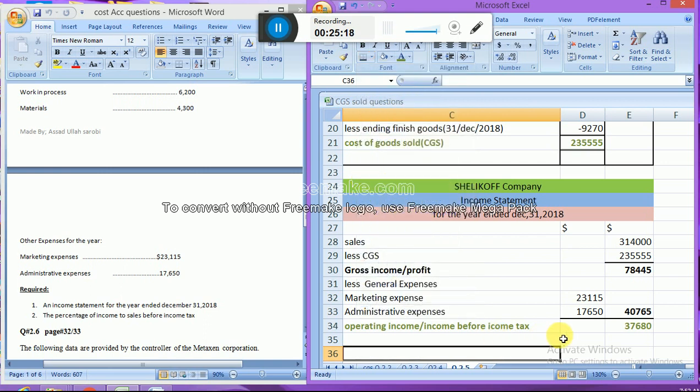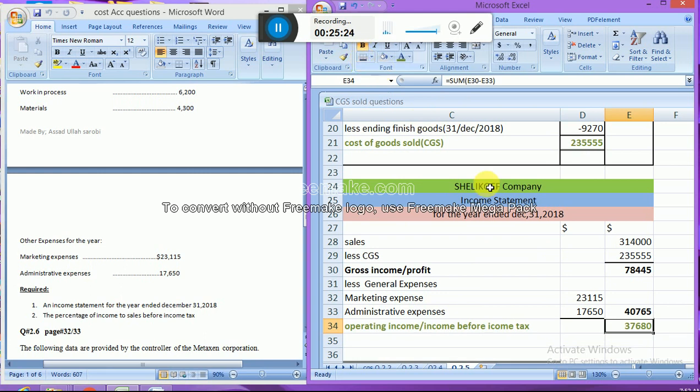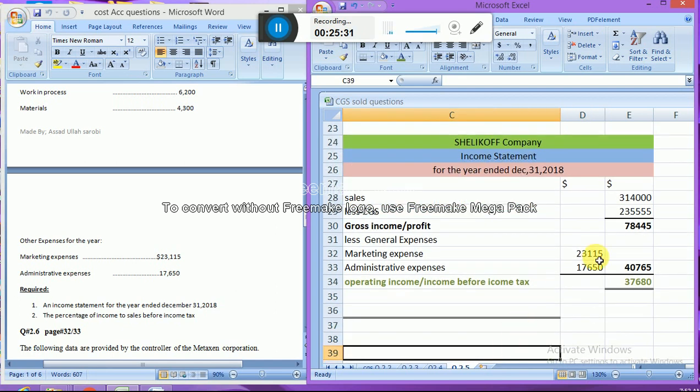Because the income tax is not given, that is my amount. Now look, this is our first requirement: an income statement for the year ended December. It means that from the sales of these goods which cost 2,35,555, we earned 37,680. Clear? This is our first requirement.